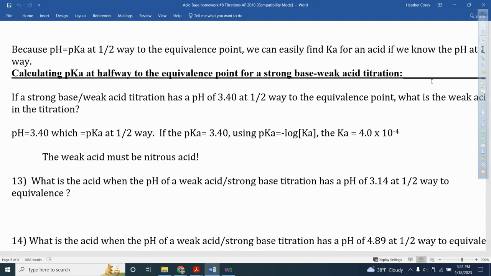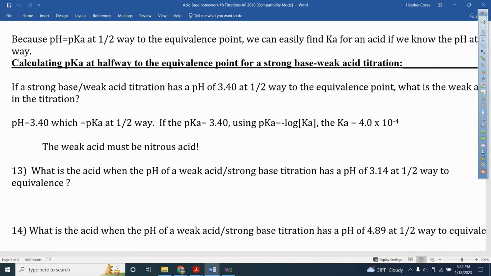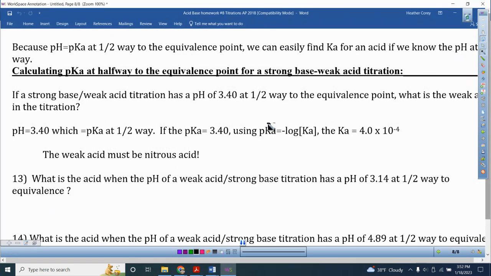Okay. All right, from here we can use our Henderson-Hasselbalch. If we know it's a strong, weak titration, which is going to cause an induced buffer, it's going to create a buffer as long as you have some of both components. And if that's happening, and we know the Ka, from there we can find the concentrations of our different species. So in this case, this is asking what is the acid when the pH of the weak acid strong base titration is 3.14 at halfway to the equivalence point. And so you really want to think of this like a puzzle.